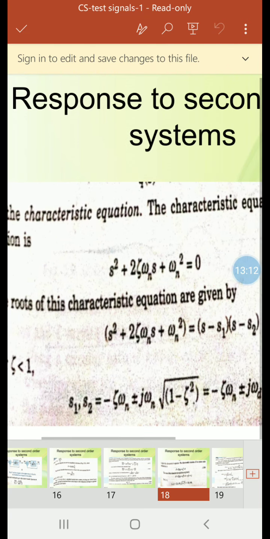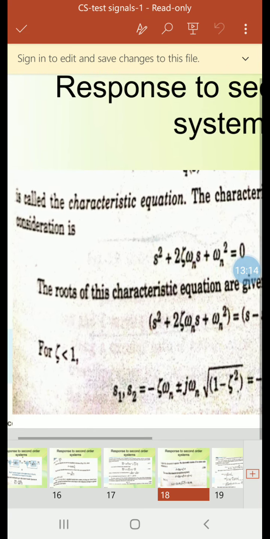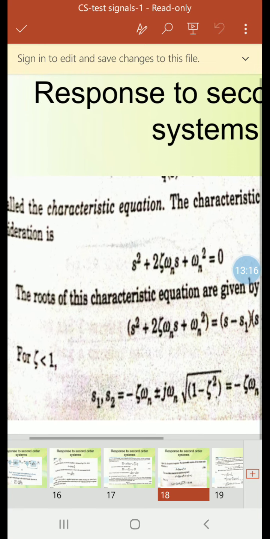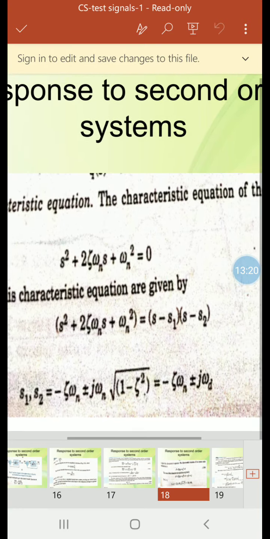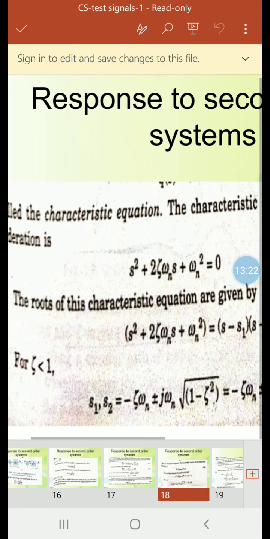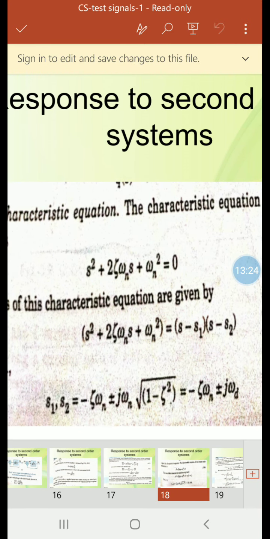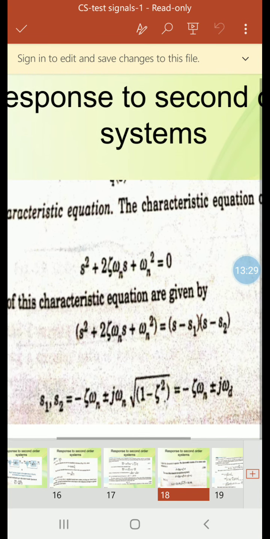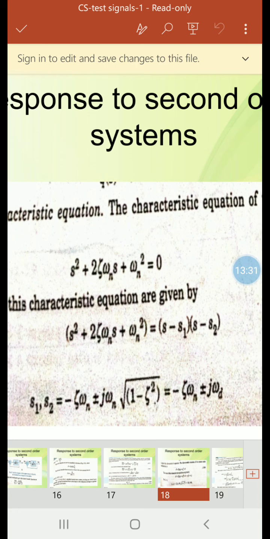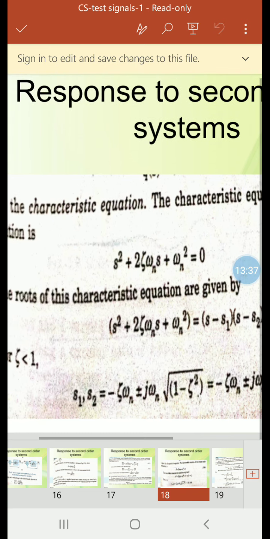Then Q of S equal to 0 is called the characteristic equation. The characteristic equation of the system under consideration is S square plus 2 damping factor omega n s plus omega n square is equal to 0. The roots of this characteristic equation are given by S square plus 2 damping factor omega n s plus omega n square will be equal to S minus S1 into S minus S2.